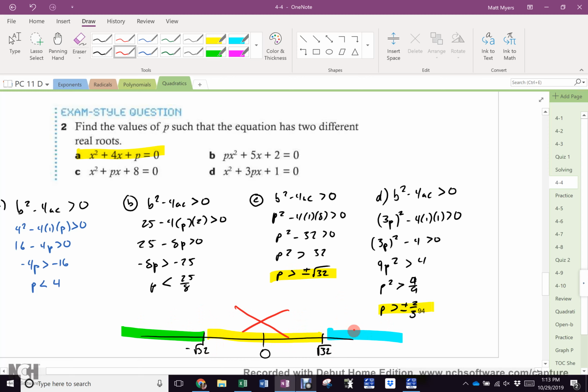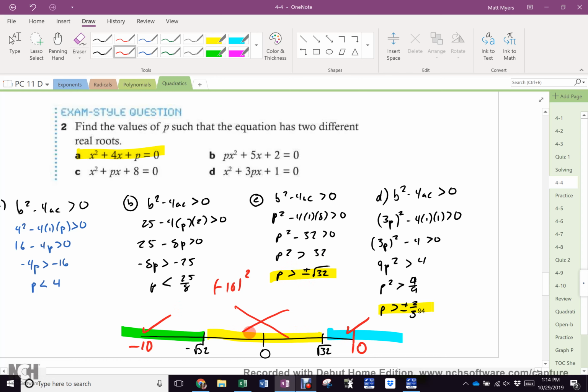Well, let's use 10. That's a nice, easy number to work with, right? That's bigger than root 32, yeah? Well, what's 10 squared? Is 100 bigger than 32? So these numbers are all okay, right? Everyone agrees? Let's go down here and use negative 10. What's negative 10 squared? 100, and 100's bigger than 32, right? So this works too.